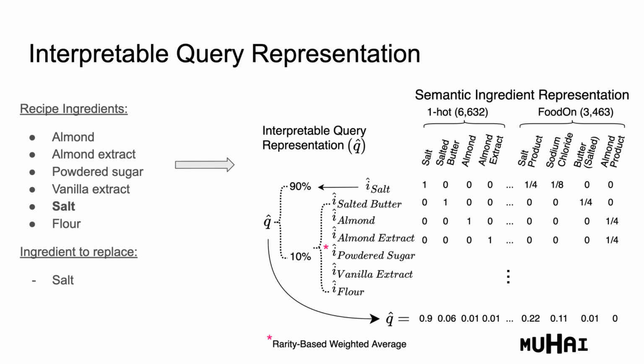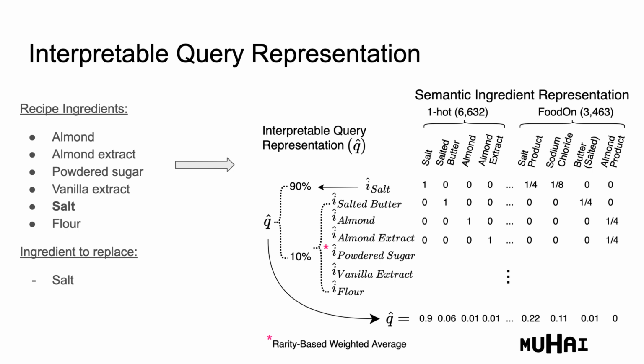FoodOn enables the agent to know that they are both almond products. The ingredient substitution query, which represents the user's question, is calculated by aggregating representations of ingredients involved in the question, and subsequently is also defined in the same mathematical space. While 90% of the query representation comes from the ingredient we want to replace, in this case salt, the rest 10% comes from the other ingredients in the recipe.